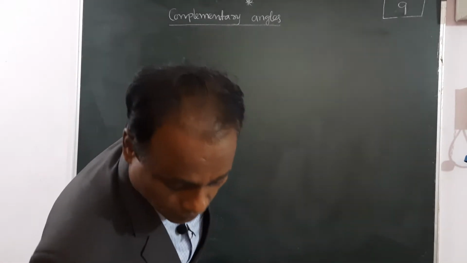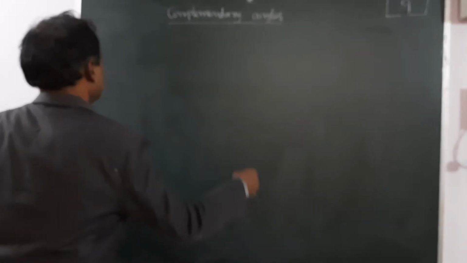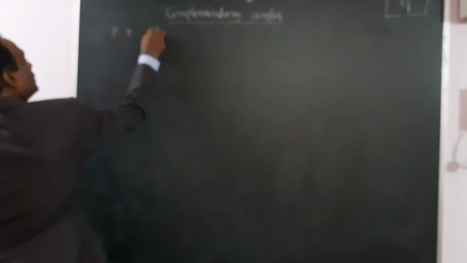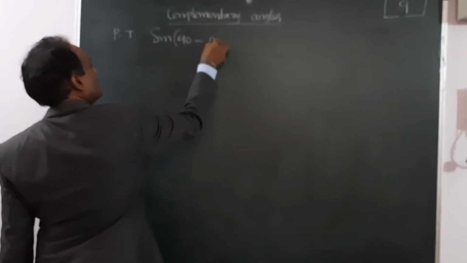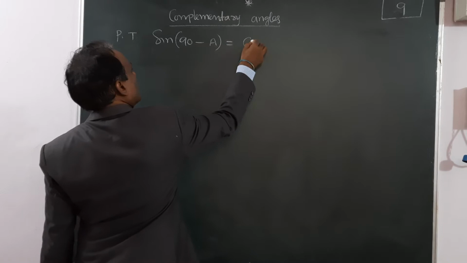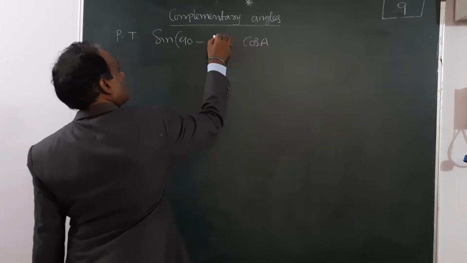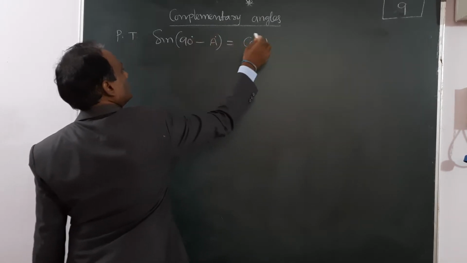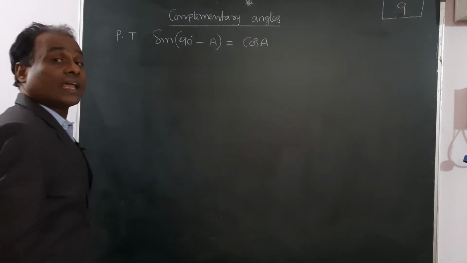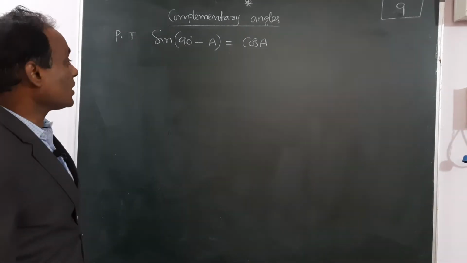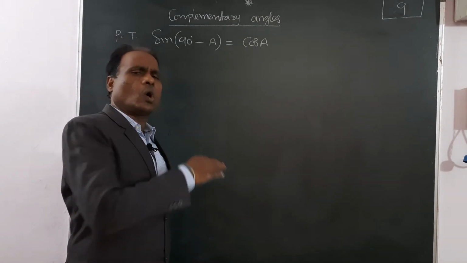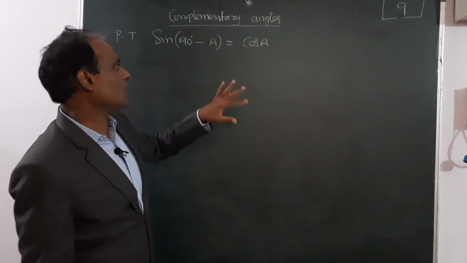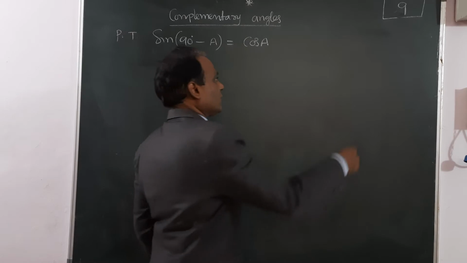Now, see here. Prove that sin(90 minus A) is equal to cos A. This is one formula: sin(90 minus A) is equal to cos A. This formula I will derive, and in the same way you can derive many formulas related to the same concept.